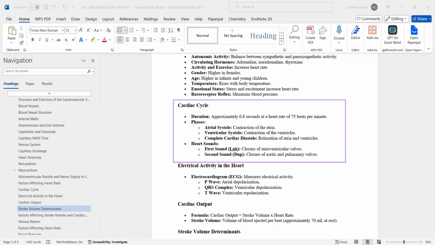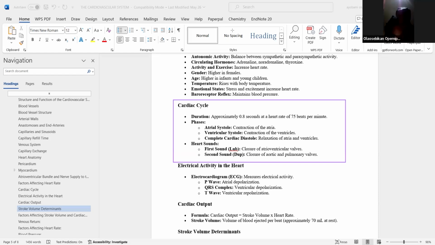If you use the stethoscope to listen to the pumping of blood, you will hear two kinds of sounds. We call them lub-dup, lub-dup, lub-dup. That's how it will sound. So the first sound is the lub sound, and the lub sound represents that the atrioventricular valves are closing. Then the second sound, dup, represents the closure of the aortic and pulmonary valves. That's what you hear when the aortic and pulmonary valves close, okay?